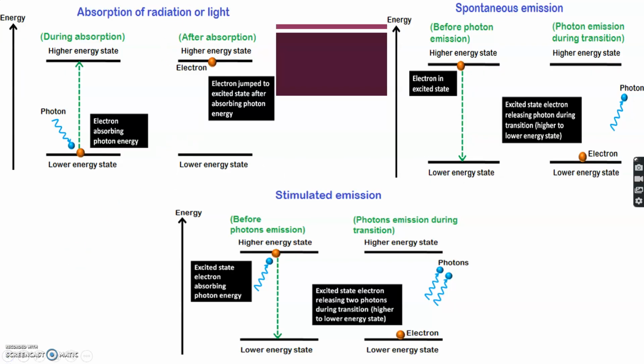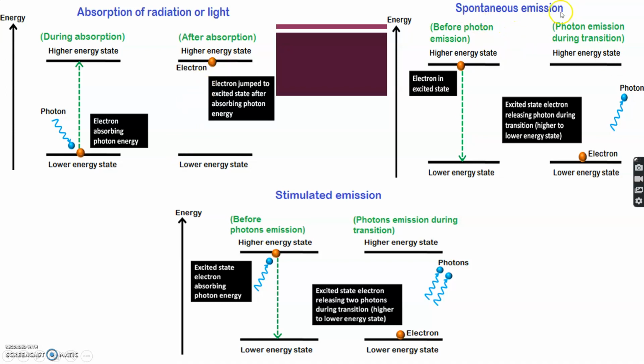So let's look at these processes once again. What is the absorption of radiation? In this, the electron absorbs the photon energy. There is an incoming photon and the electron absorbs the photon energy, and it goes from a lower energy state to a higher energy state during absorption. After absorption, we can see that the electron is in the higher energy state. So the electron jumps to the excited state after absorbing photon energy.